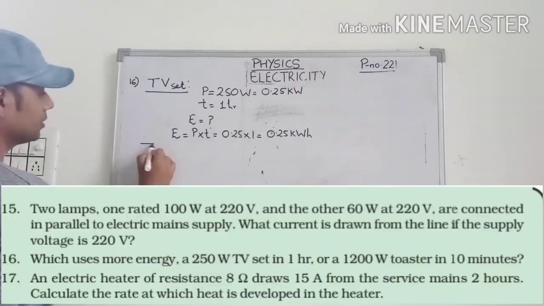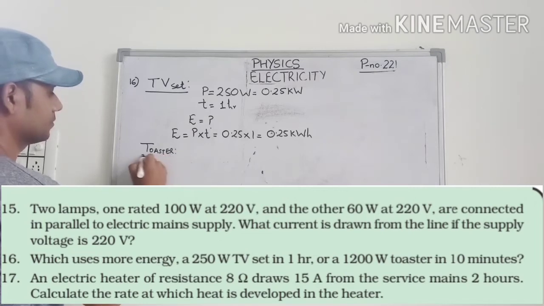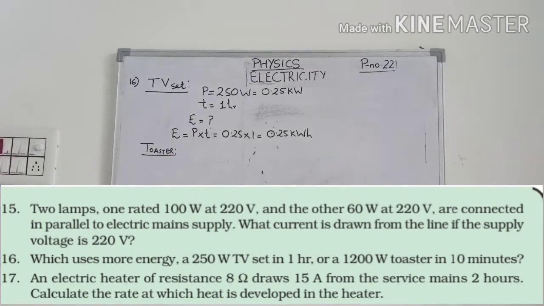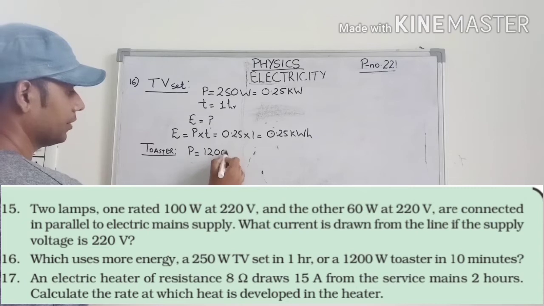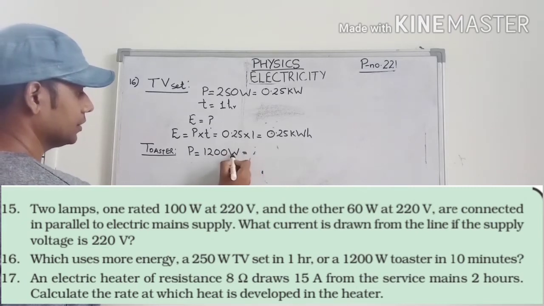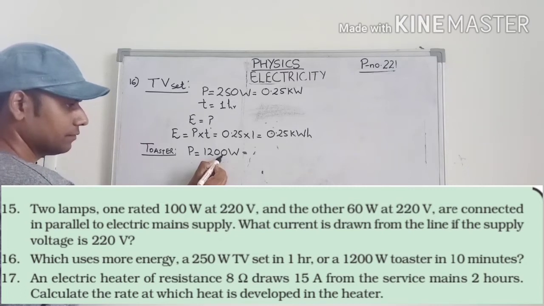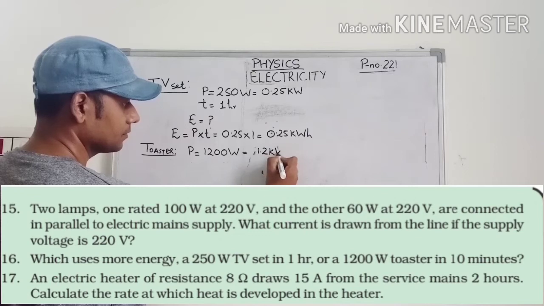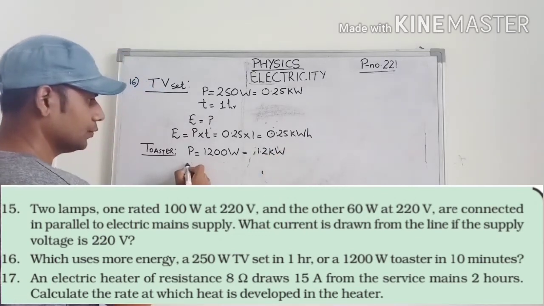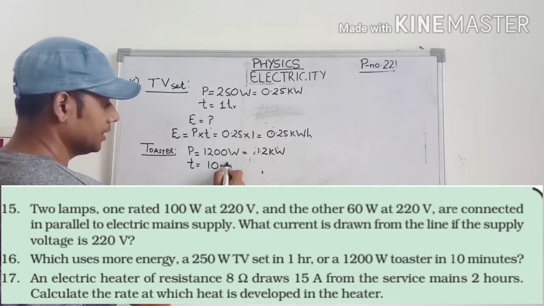It is the toaster. For a toaster, what is the power? It is 1200 watts. So you will convert into kilowatts. You will place the decimal after 3 digits from right to left. 1, 2, 3. So it is 1.2 kilowatts. Time is given as 10 minutes.